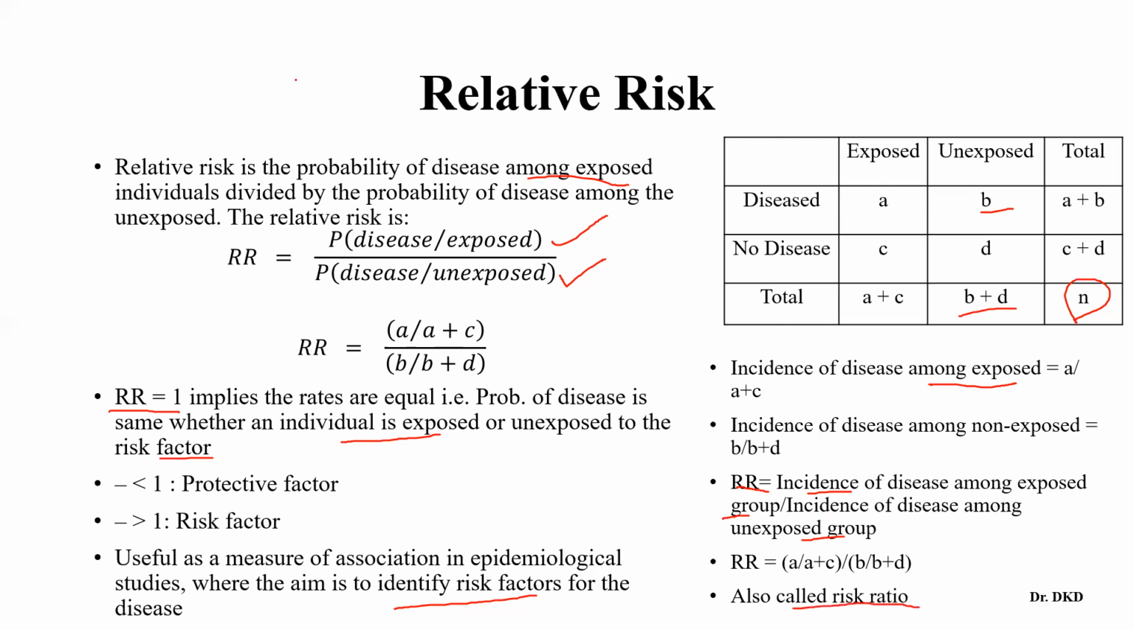One important point: relative risk is also known as risk ratio. Relative risk and risk ratio are almost the same. This is the important point about relative risk we need to understand. The simple definition: incidence of disease among the exposed group divided by incidence of disease among the unexposed group.